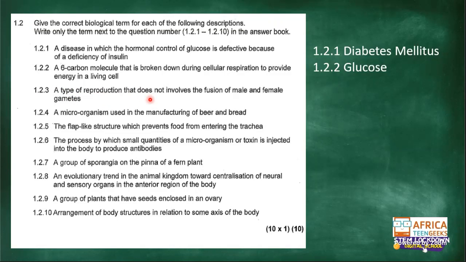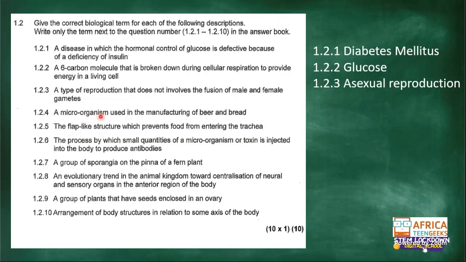1.2.3, a type of reproduction that does not involve the fusion of male and female gametes. Thank you, Lihlonolo. It's asexual reproduction. It occurs without a fusion of male and female. So it could be a type where there's binary fission, where the cell just splits in half, or when there are spores involved. But there is no sexual process involved here. So you do not need a male and female for this to occur.